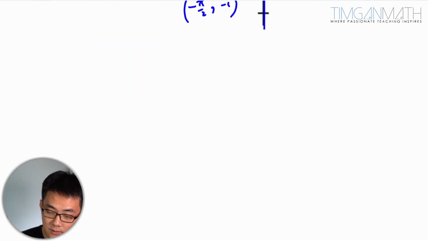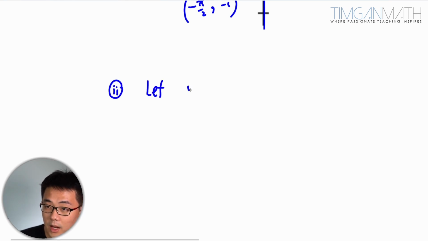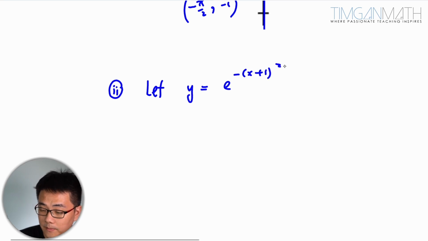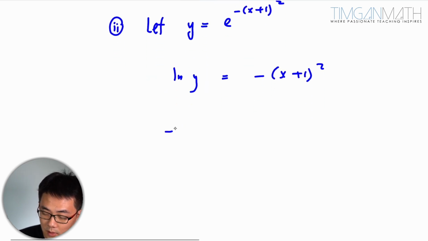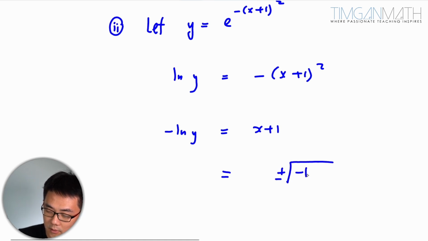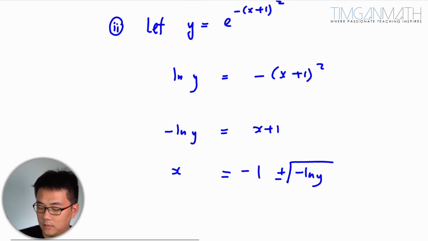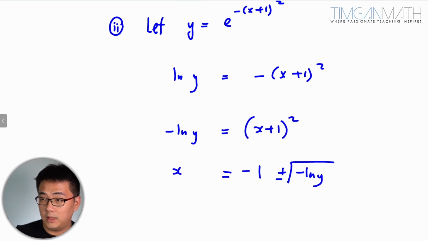So let's do this. Part 2. Let y be the function; for the inverse function, we just want to make x the subject here, and just take ln of both sides. y equals negative (x plus 1) squared. This will be ln y equals to x plus 1. This will just be plus minus negative ln y, x minus 1, square. Okay, so that's about it.